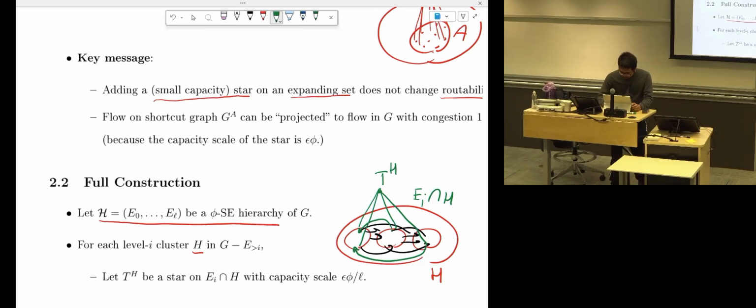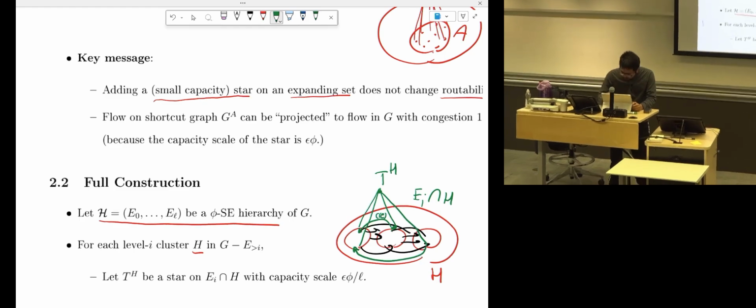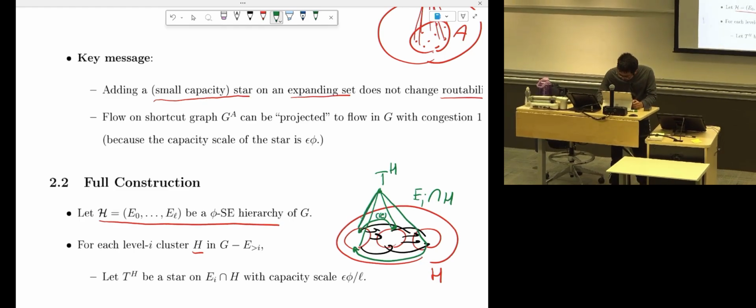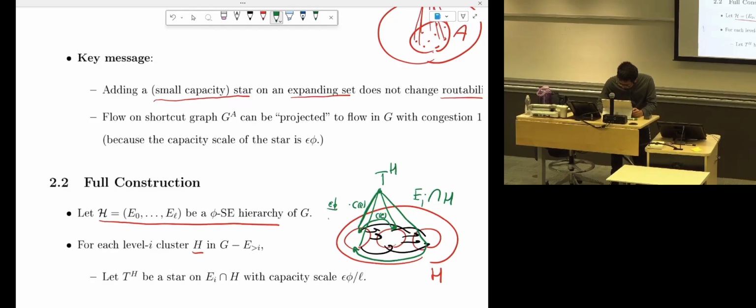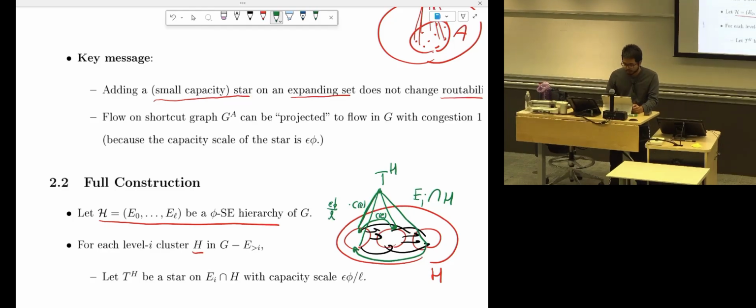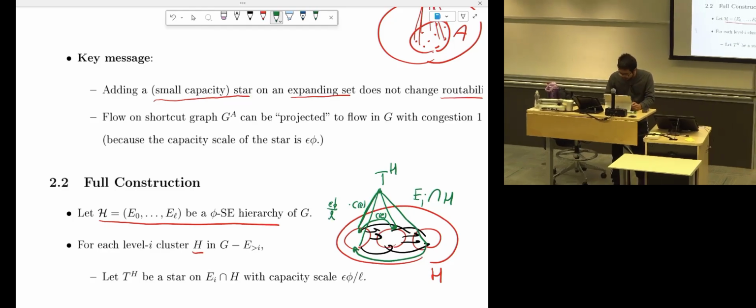What's the capacity? If this edge has capacity c_e, then this star edge will have capacity c_e times epsilon phi over L. So if this capacity is 10, then this one will have phi times 10.